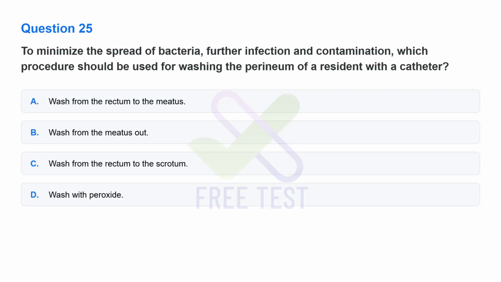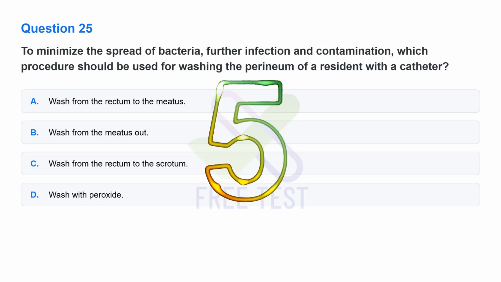To minimize the spread of bacteria, further infection and contamination, which procedure should be used for washing the perineum of a resident with a catheter? A. Wash from the rectum to the meatus. B. Wash from the meatus out. C. Wash from the rectum to the scrotum. D. Wash with peroxide.